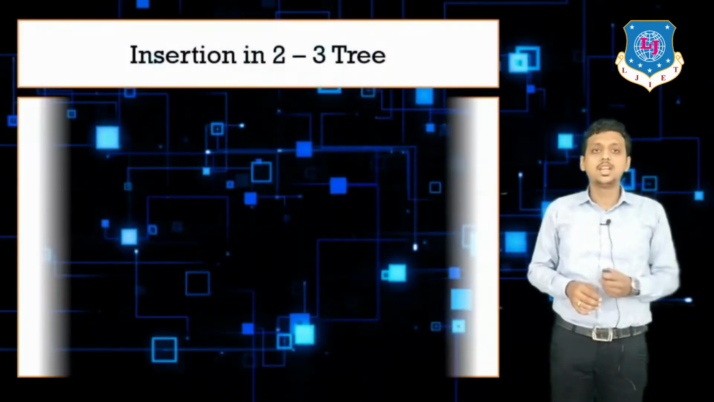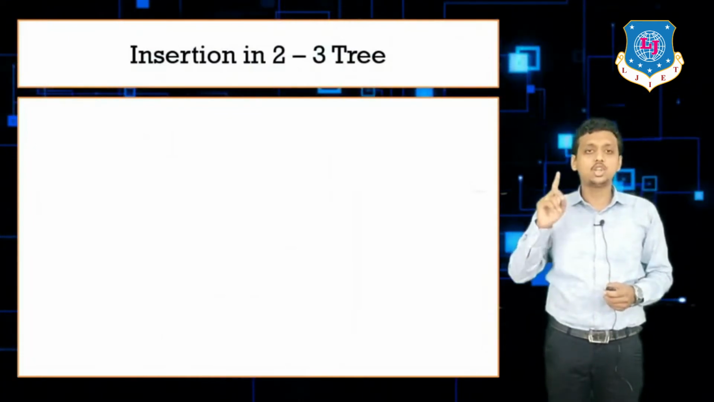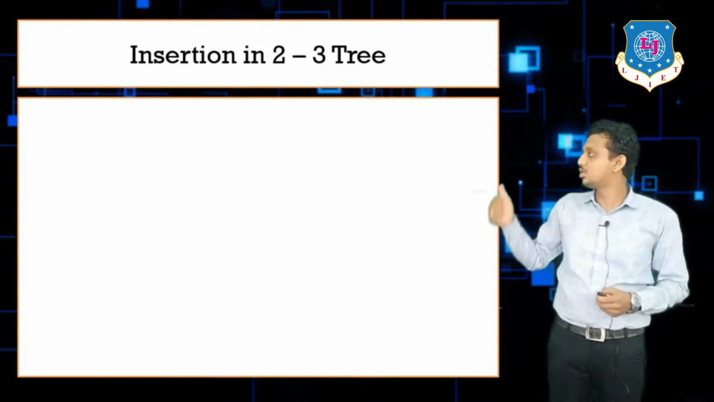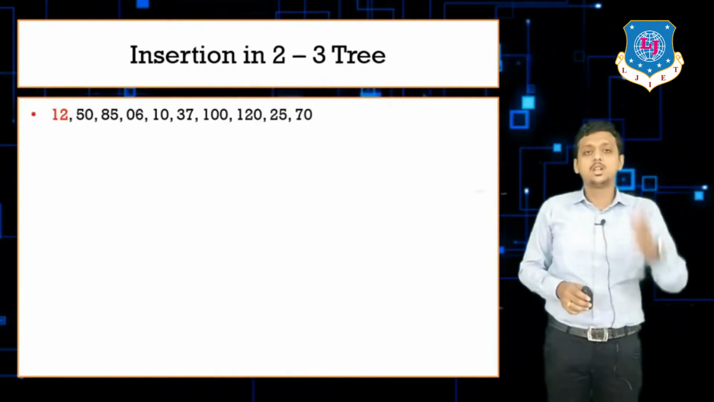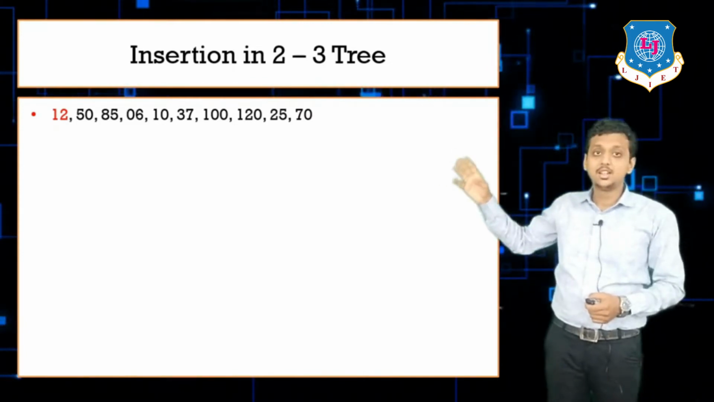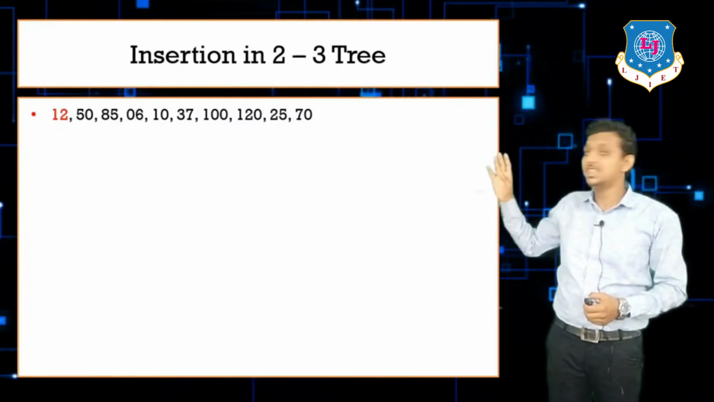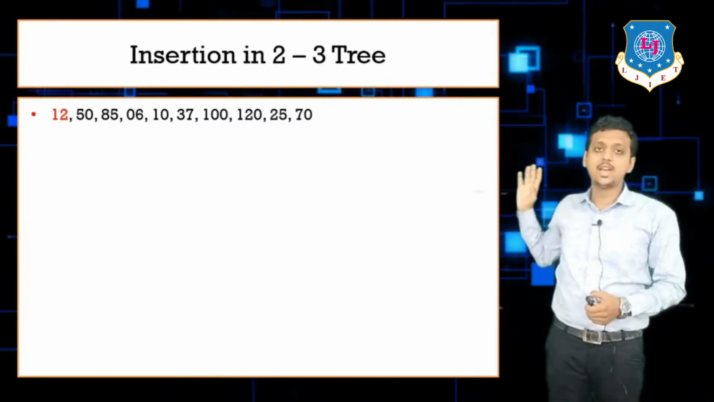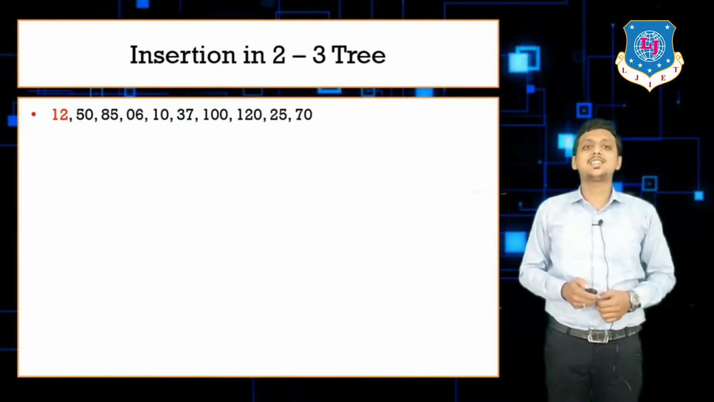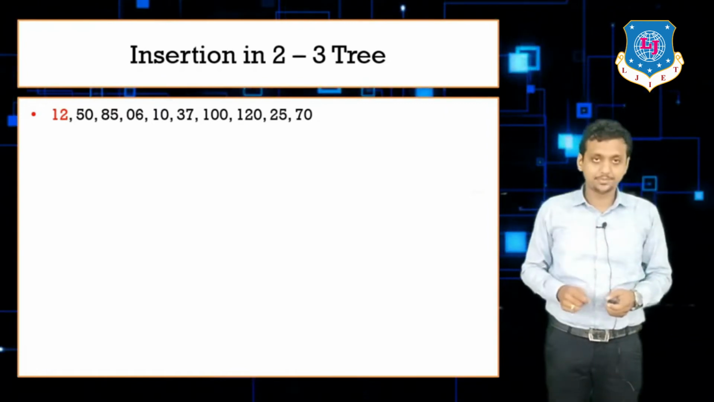Now next we have insertion in a 2-3 tree. Just remember the insertion rules of the B tree; we are going to apply the same rules here. First we have the example: 12, then 50, 85, 6, 10, 37, 100, 120, 25, and the last one is 70. So let's start the example by inserting the value 12.